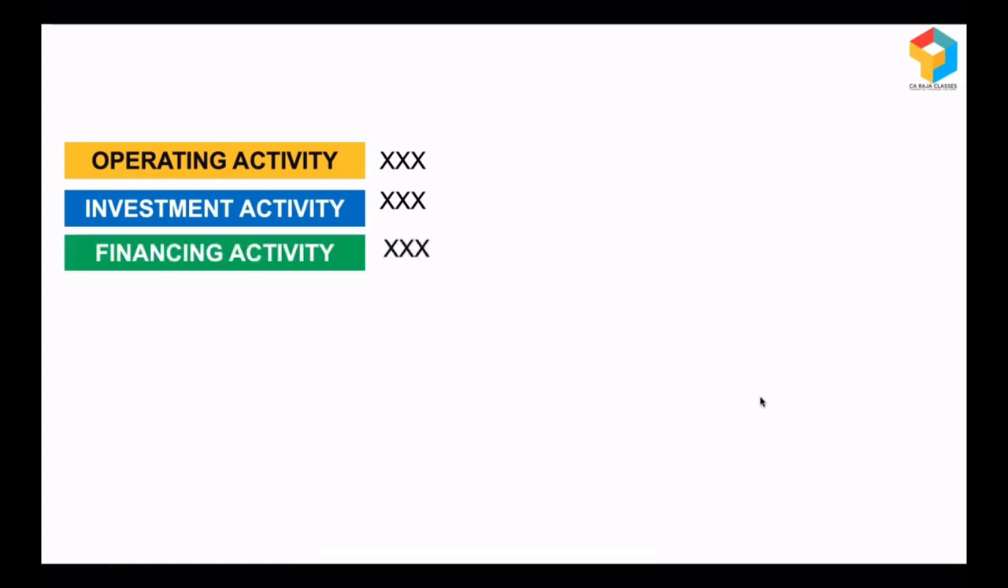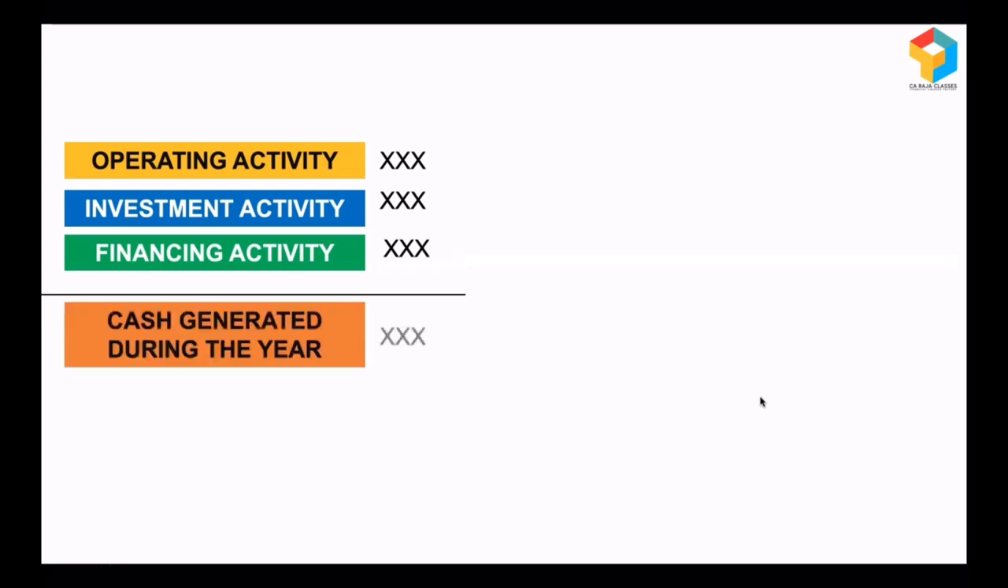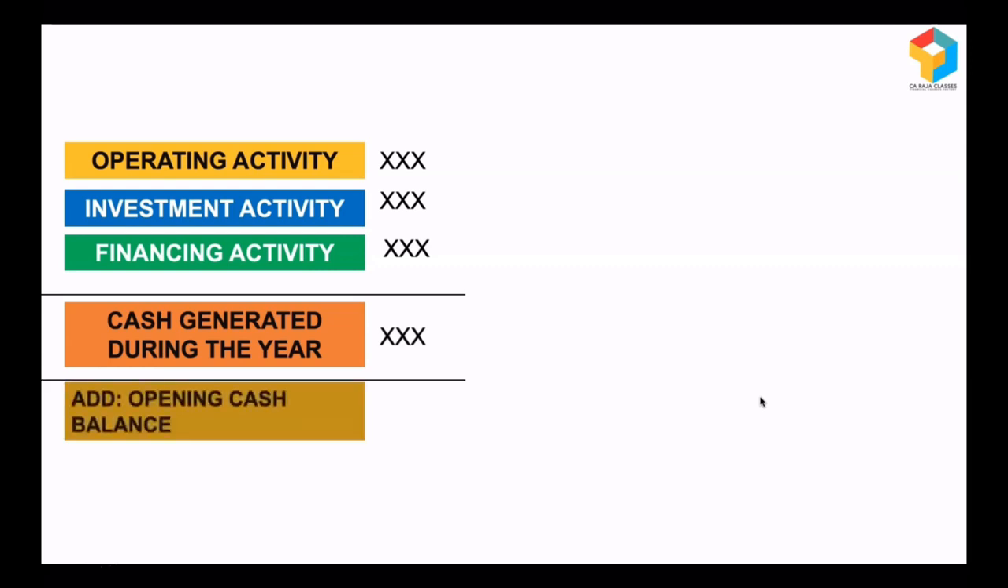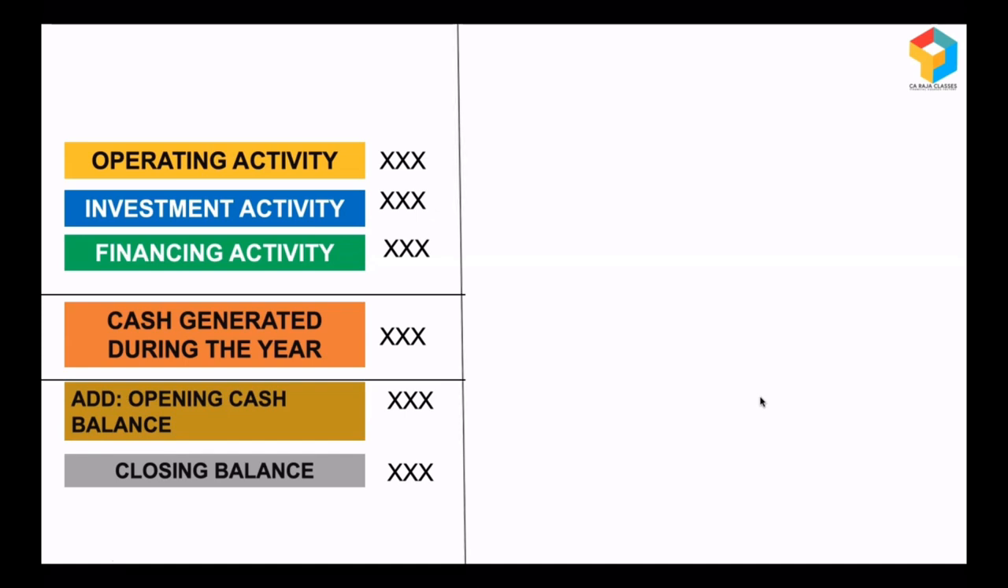So in a year, if you capture all this, cash flows from operating, investment, and financing activity, and if you total them, you get to know what is the cash generated during the year. And with this, if you add the opening cash and equivalents, automatically you will get the closing cash and cash equivalents position. And this is something known as an abridged cash flow statement. So what's happening here?